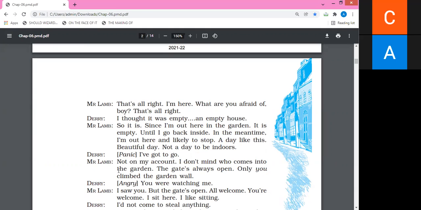Just look at the beauty of this dialogue. Mr. Lamb wanted to highlight that he never wanted that guy to move out of that garden. And he was also adding to his dialogue in a very positive way. He was saying that he didn't mind. What did he not mind? Just look at this particular point: who comes into the garden. It highlights the number of children used to enter the garden. And again, he was adding that the gate remained open for the public, for people.